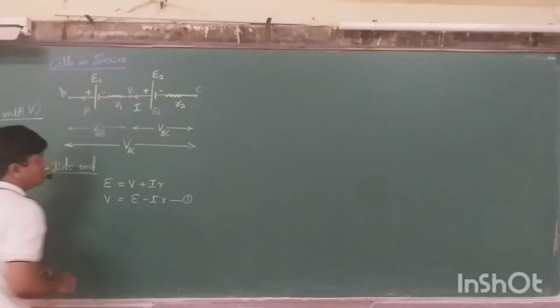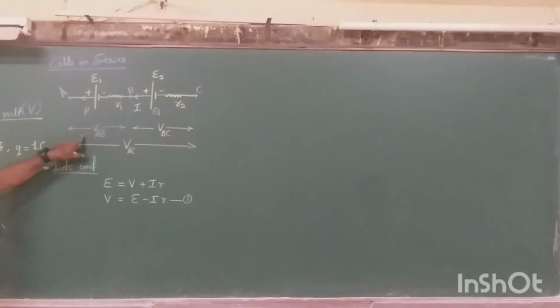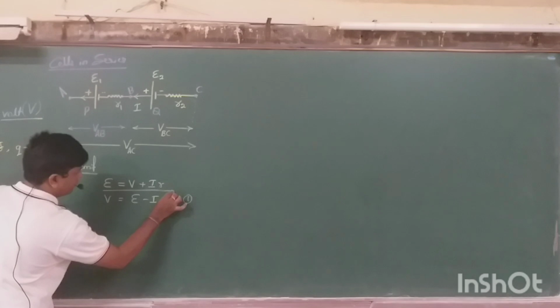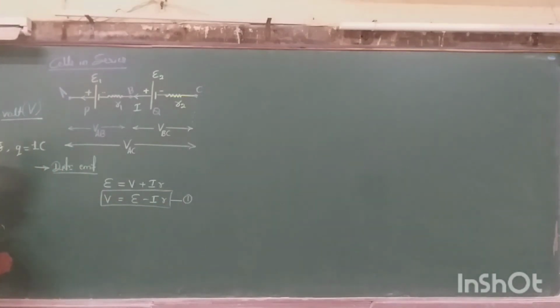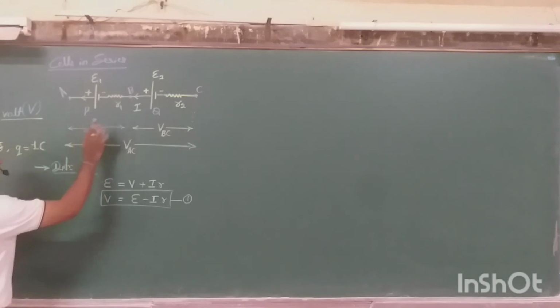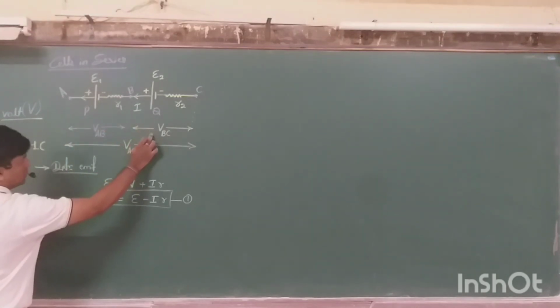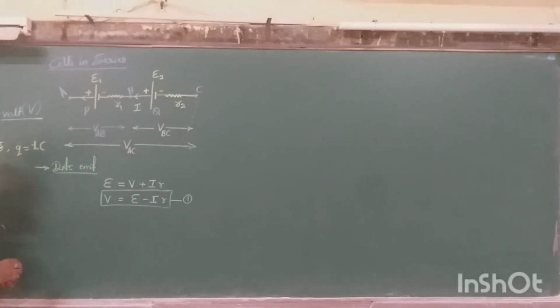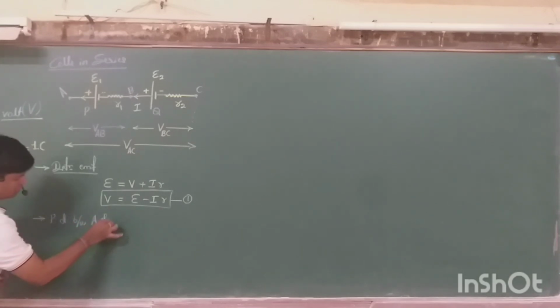Use this expression to write the potential difference across the P cell, the Q cell and across the combination. So use these expressions to write the potential difference across the P cell, the potential difference across the Q cell, and the potential difference between A and C points. First, the potential difference between A and B points, that is VAB.